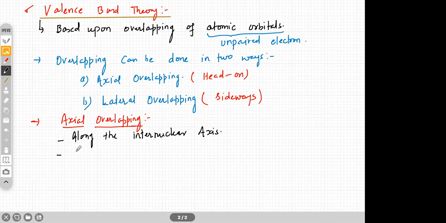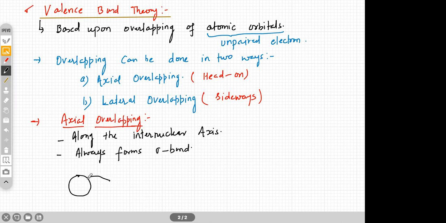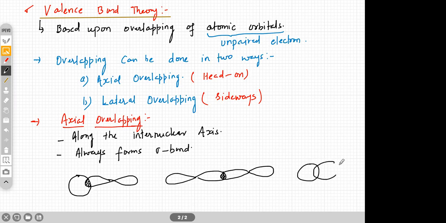Axial overlapping always forms sigma bond. Right? The first overlapping between the two atoms is always axial and it always forms a sigma bond. So if you look at this geometry, this orbital overlap, here we have an s orbital and a p orbital. It is sp overlap, right? P orbital and p orbital. S and s orbital.